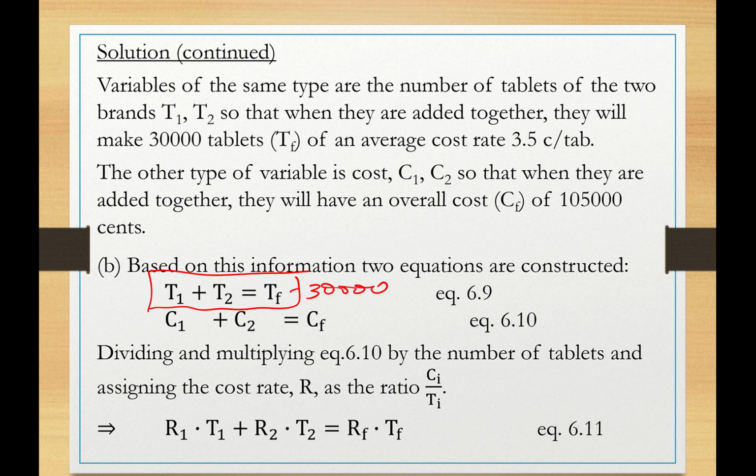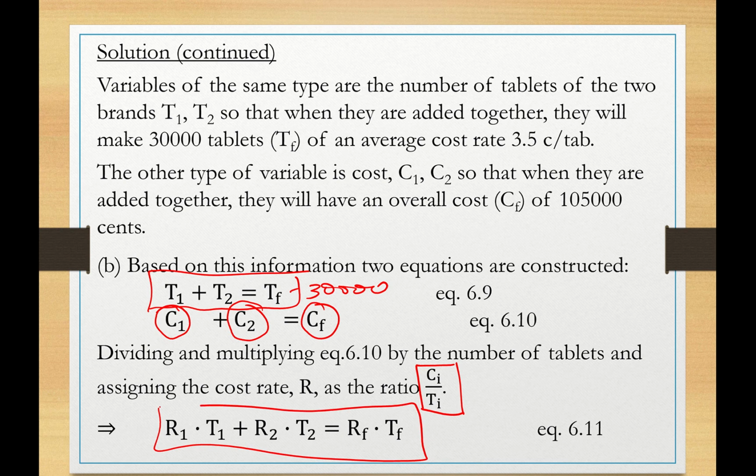Okay? Now the second type of variable is the cost. So how much dollar amount shall I spend for brand 1, and a dollar amount spent for brand 2, and that's the desired cost, or the available budget actually, right? So C1 and C2 do not exceed CF. And of course, now that I have the rates, which are defined as the cost over the number of tablets, I can construct equation 6.11, which is R1 T1 plus R2 T2 is equal to RF TF.